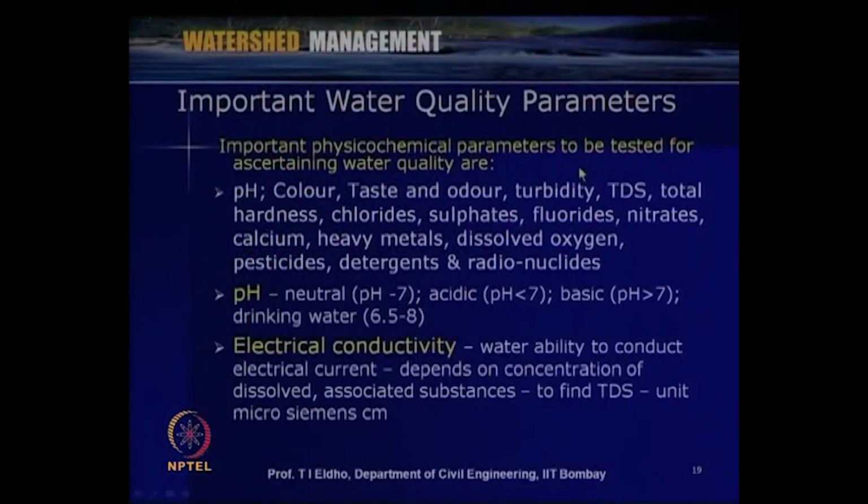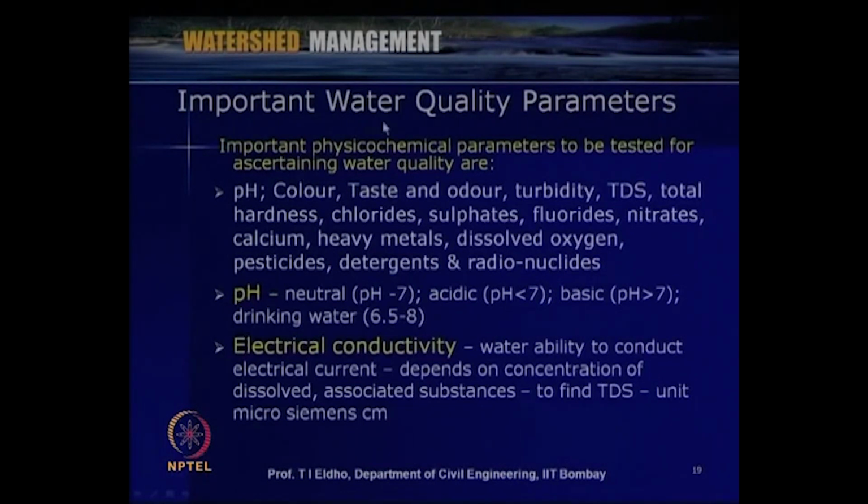Now let us look into some of the important physical chemical parameters which we generally test to assess the suitability of water for the specified use. As I already mentioned, it can be pH, which indicates whether water is acidic or alkaline, then color of the water, taste and odor, turbidity, TDS, total dissolved solids, total hardness, chlorides, sulfates, fluorides, nitrates, calcium, heavy metals, dissolved oxygen, pesticides, detergents and radionuclides.